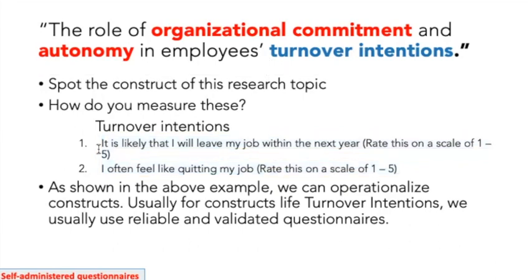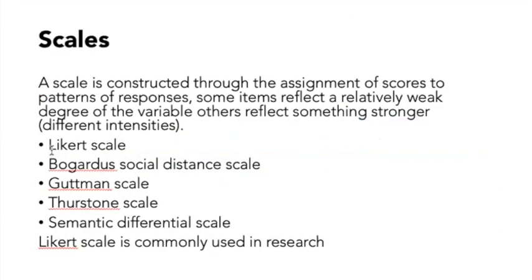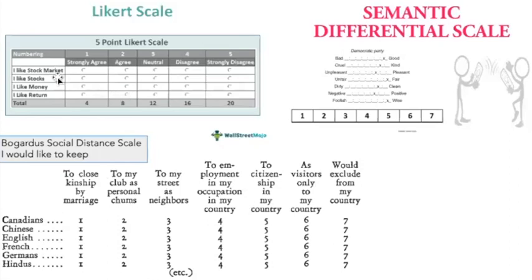So this is just a very simple scale, and there are different types of scales. The most commonly used scale is what we call the Likert scale. And there are other scales like Bogardus's social distance scale, Guttman scale, Thurstone scale, semantic differential scale. So here's an example of a Likert scale. See here, if you look at this, I like stock market: strongly agree, agree, neutral, disagree, strongly disagree.